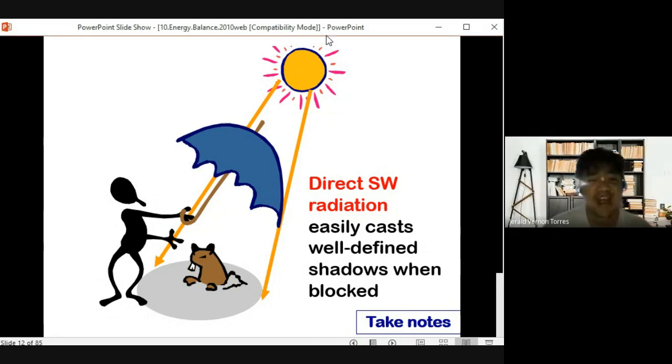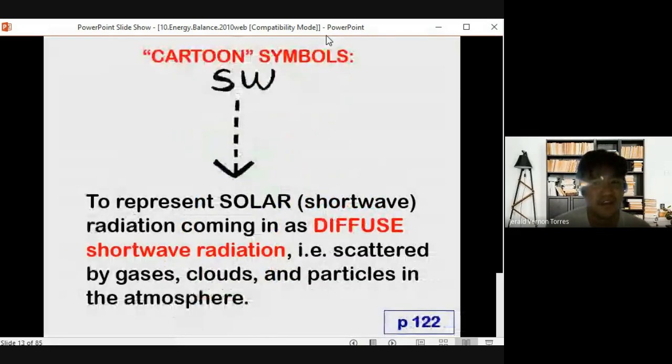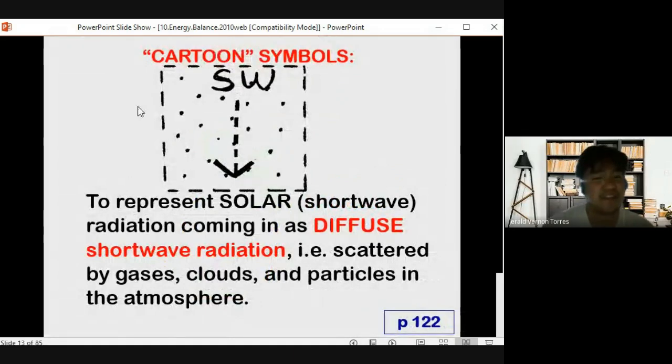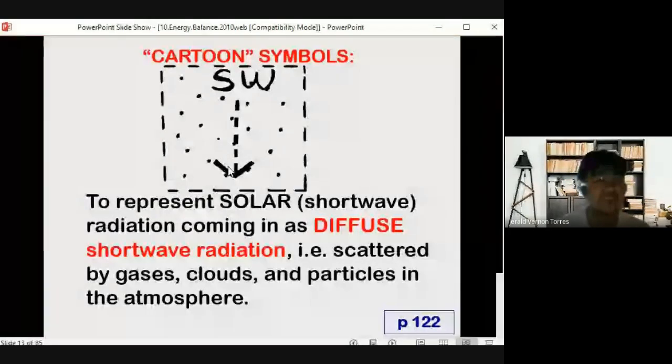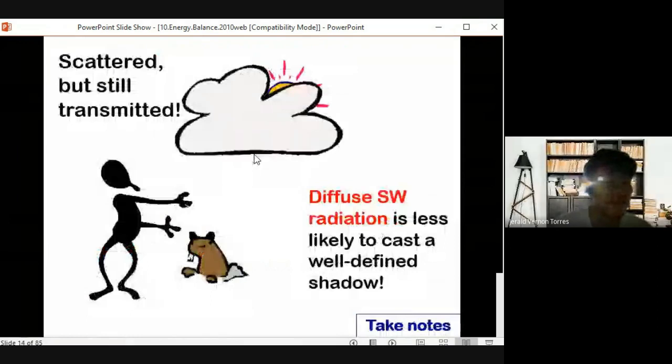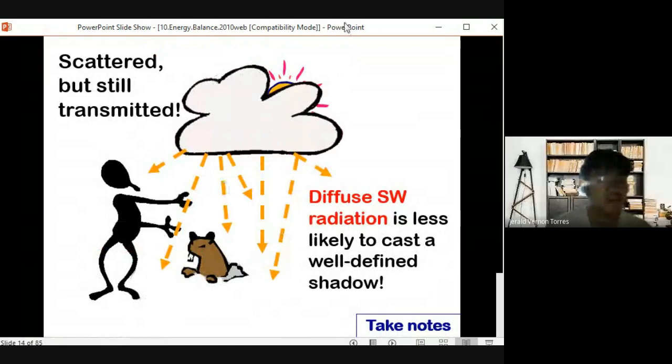Ngayon, hindi lahat ng shortwave radiation ay direct. Sometimes kasi pwedeng mag-scatter yung shortwave radiation natin. Tulad sa nangyari dito, yung shortwave radiation dumaan siya sa atmosphere na puno ng dust, puno ng particles, kaya nag-scatter siya. At pag nag-scatter siya, hindi na siya tatawaging direct shortwave, tatawagin na siyang diffuse shortwave. Ayan, nakita ninyo? Yung radiation mula sa araw, instead of becoming direct shortwave, nag-diffuse siya, nag-scatter siya.